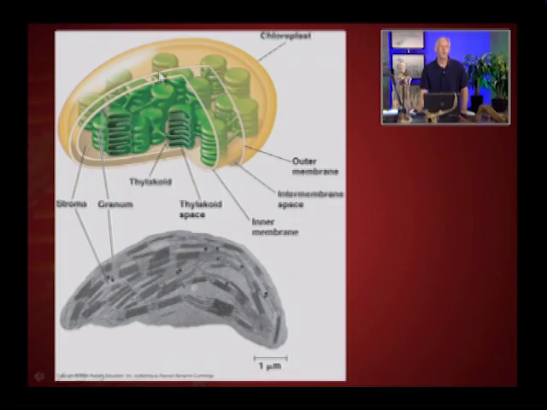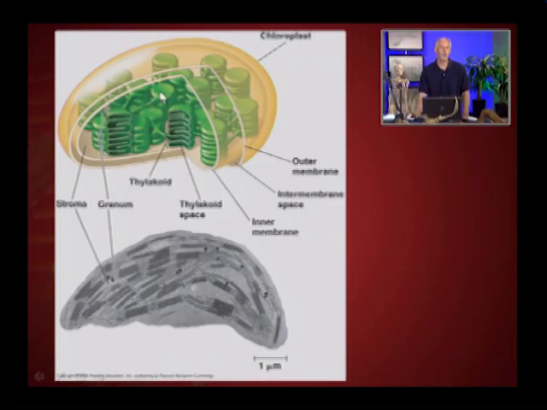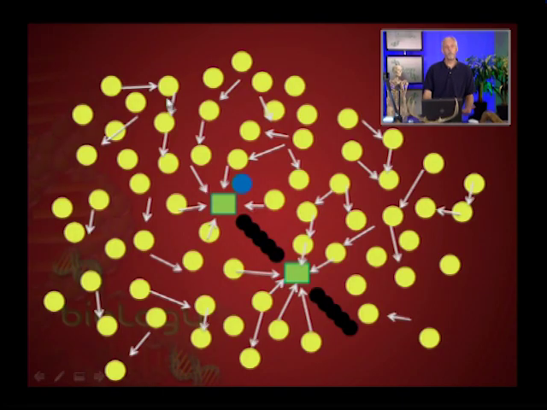So we're interested in looking down on the surface of these thylakoid membranes and looking to see what kind of molecules we find there. And so what we find then are these photosystems. The yellow molecules here are representing pigments which absorb light energy. And then the green squares are representing chlorophyll. And chlorophyll is a really crucial molecule in the process of photosynthesis. So what a photosystem is all about then is gathering light energy.